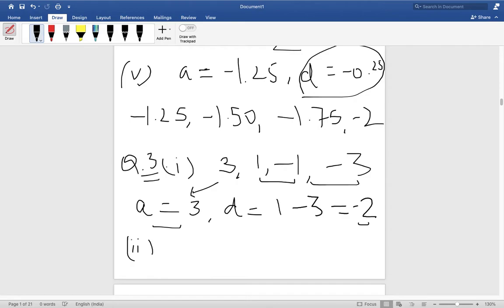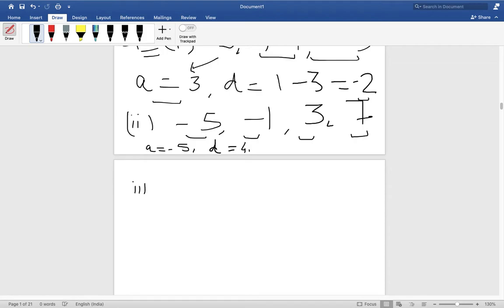Now let us have a look at the second AP: -5, -1, 3, 7. As you can see, the terms are increasing. First -5, second -1, third is 3, fourth is 7. So A, the first term, is -5. And common difference D, if you have a look at it, -5 is becoming -1, so the difference is 4. 3 plus 4 is 7, -1 plus 4 is 3. So the first term is -5 and the common difference D is 4.